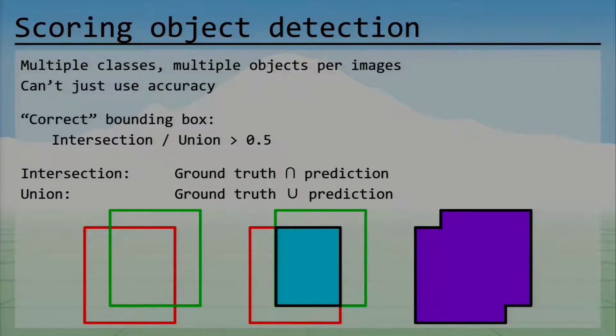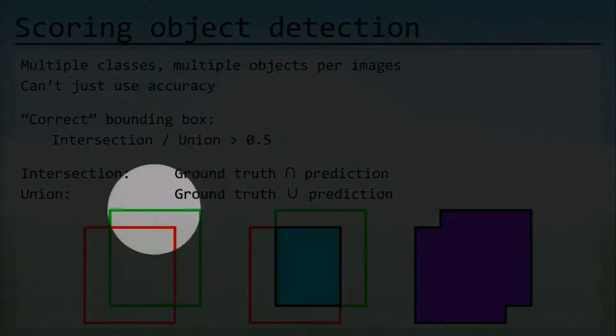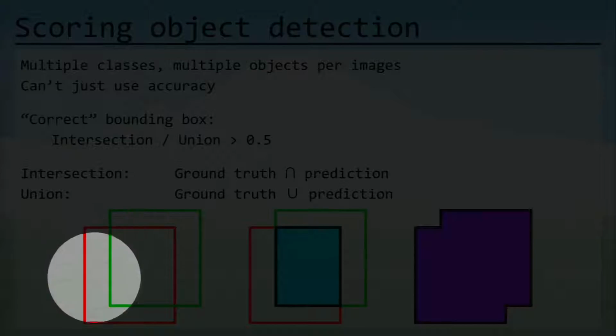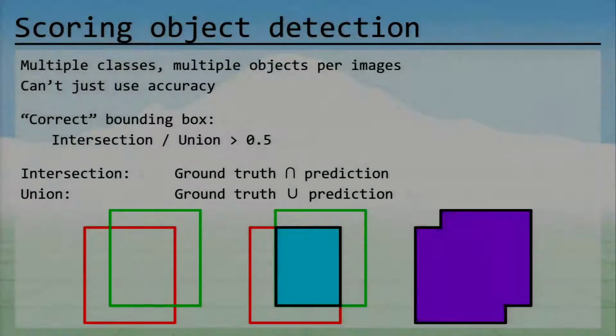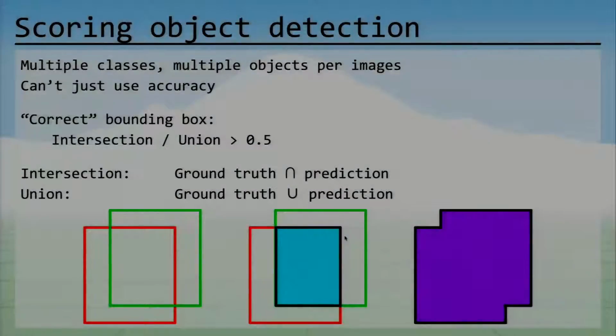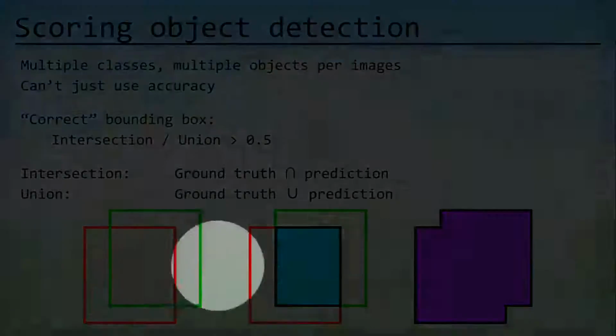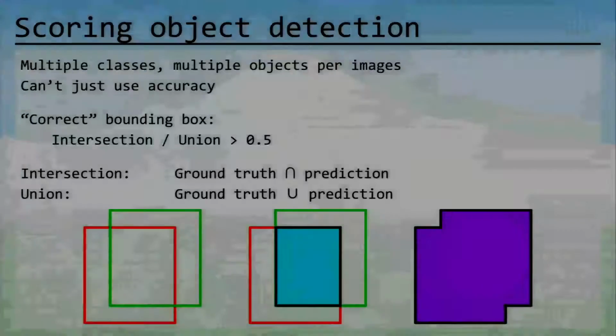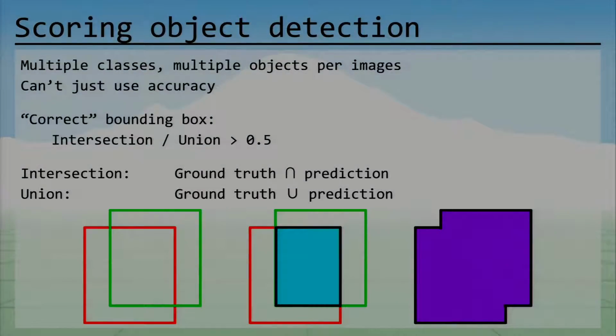So first we have to think about what it means to get the bounding box correct. And in general, we talk about this metric called intersection over union, which is pretty straightforward. We have some ground truth bounding box, which is this green bounding box, and we have some bounding box that we predicted, which might be this red bounding box. The idea is we're going to take the intersection of these two bounding boxes and divide it by the union. The intersection is obviously this blue region here, and we look at the area of that intersection. And the union is this purple region.